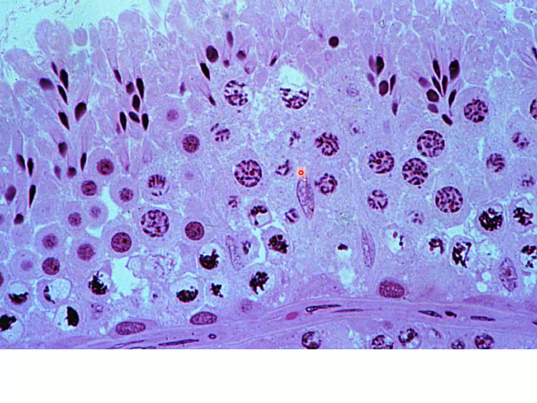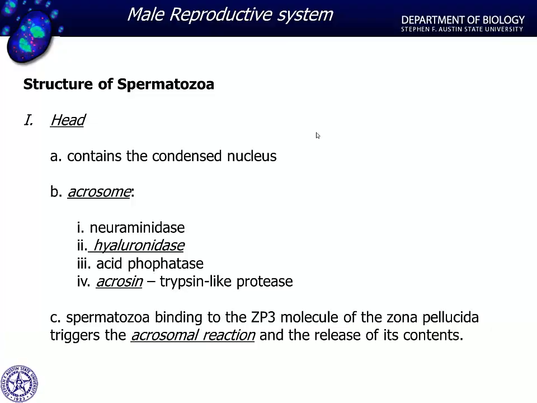Okay, now, what is this oval-shaped nucleus? Those are our Sertoli cells, our nurse cells. So those are the components we have in our seminiferous tubules.